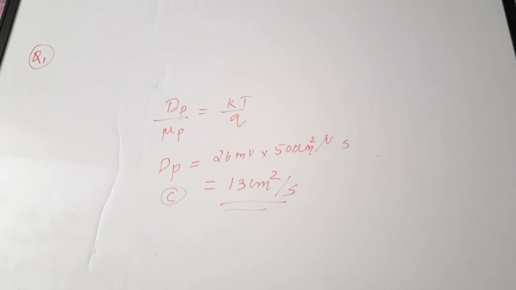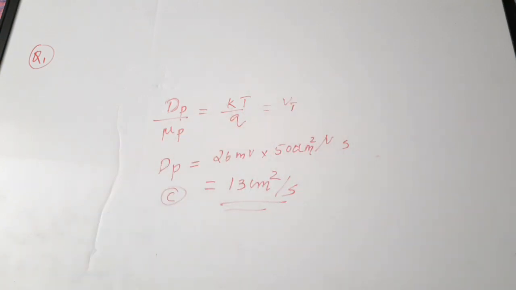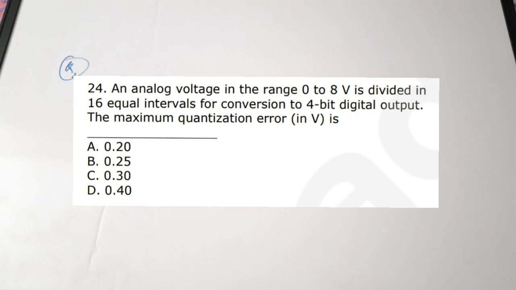Okay, so the relation you require is the relation between thermal voltage and diffusion constant. It is called Einstein's relation. DP by μP equal to kT by q, where kT by q is equal to thermal voltage. So DP by μP equal to Vt. Next question you can see on board.